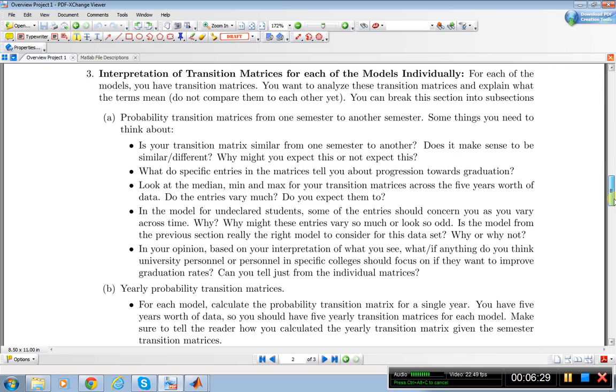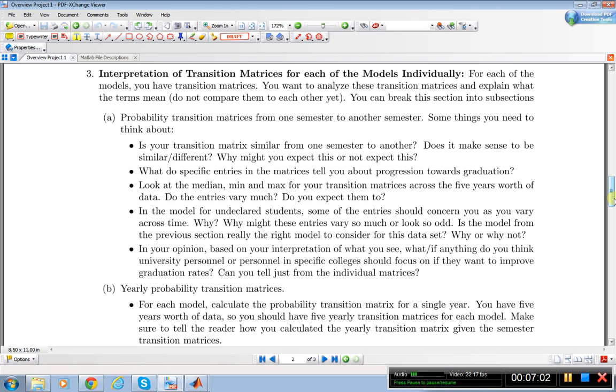Okay, so now in the next section, you want to interpret the transition matrices. So you want to specifically explain the transition matrices, and for the particular models individually, why do the transition matrices look the way they do? Some of the things you need to think about are, is the transition matrix similar from one semester to the next? So you have fall 2008 data, spring 2009 data, fall 2009 data. So you're assuming one to the other. We do not have summer semesters here.